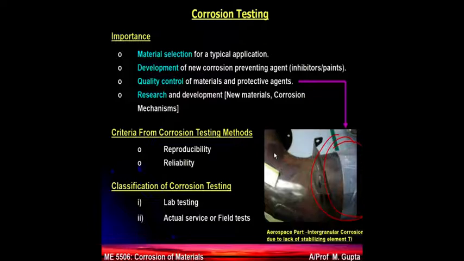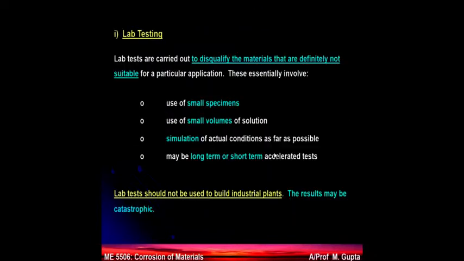We can do the corrosion testing either in the lab or we can do an actual field test. So these two methods are used for two different purposes. When we do the lab testing, our main intention is, for example, that you have 5 different types of material that you can use for an engineering application based on the properties. So you want to disqualify the materials that are definitely not good. So that's where you do the lab testing.